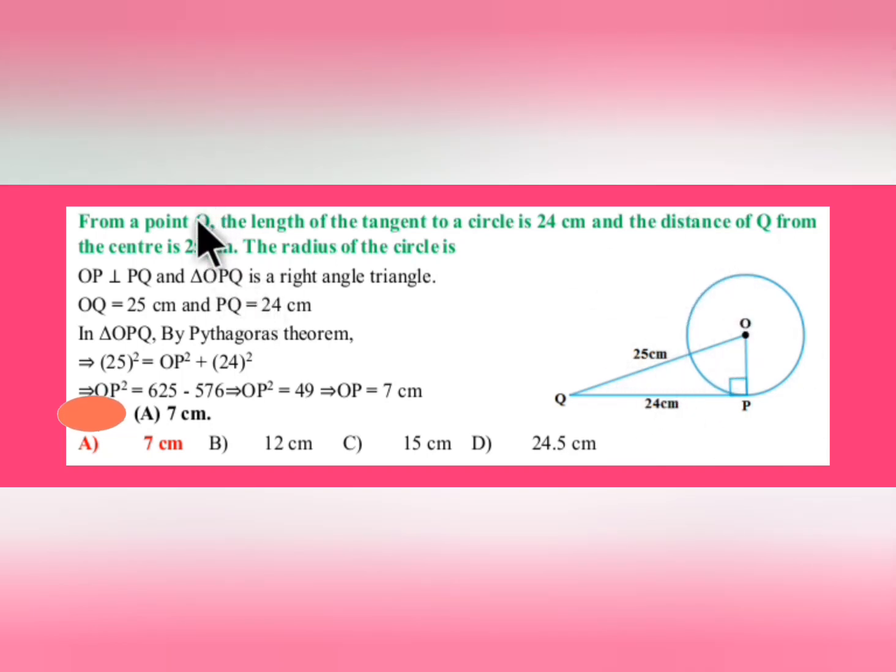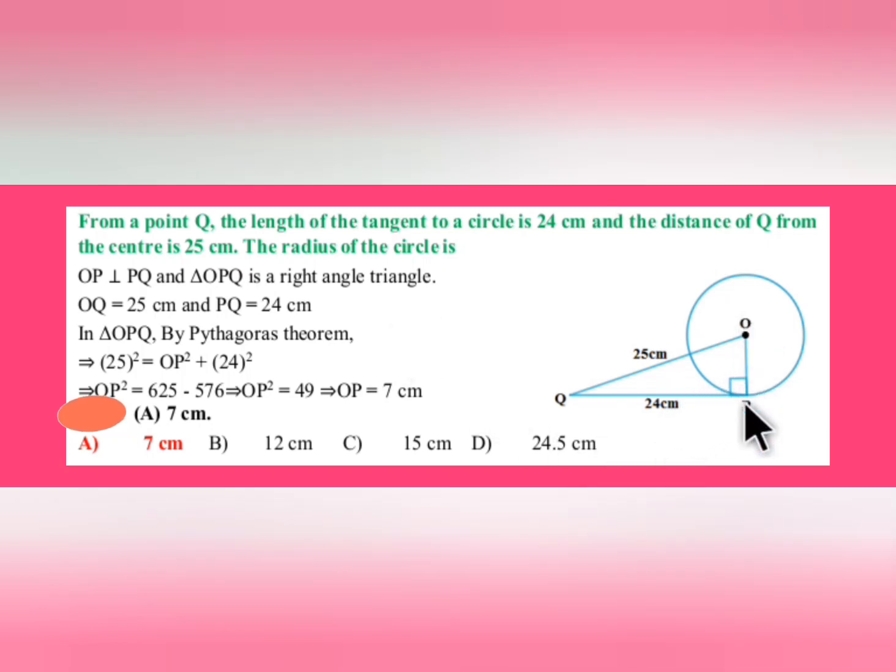You can take center as O, and they have given from a point Q the length of the tangent to the circle. So from this point Q, the length of the tangent, if you take PQ as the tangent, and that length is 24 centimeter, and the distance of Q from the center is 25 centimeter. You have to take a little bit of time and draw the rough circle, a rough diagram. Hence it will be easy for calculation. Once you come to know this, it will be easy.